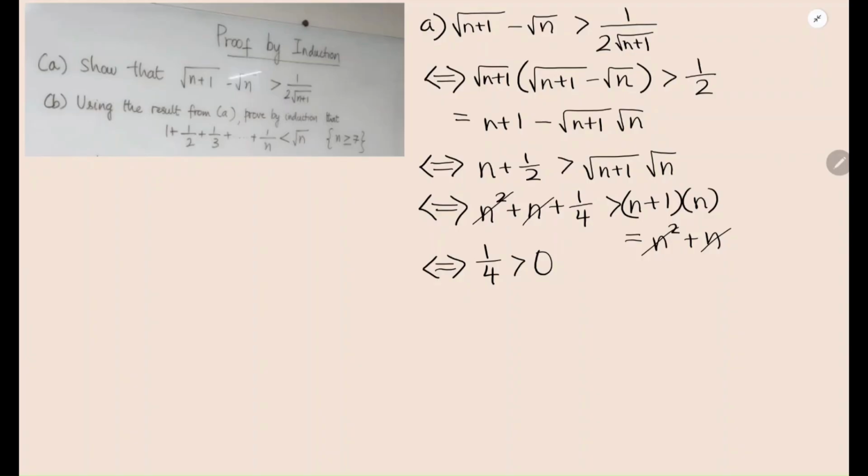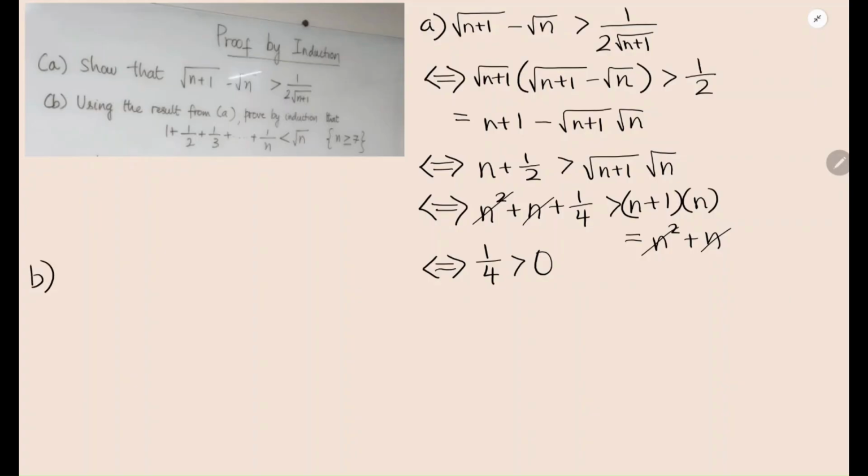So we end up with a true statement at the end. And because with all these biconditionals each statement is equivalent to the others, because this statement is true, the first initial statement is also true. So part A is done.